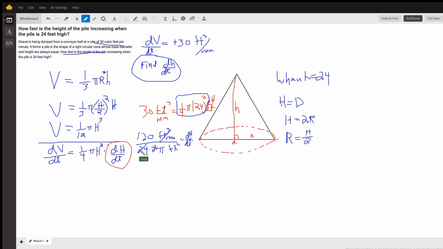24 goes into 120, 5 times? So, and feet squared goes into feet cubed and just leaves feet. So I've got 5 over 24 pi feet per minute. That's how fast the height of that pile is changing when the height is 24 and the volume is increasing at a constant rate of 30 cubic feet per minute.